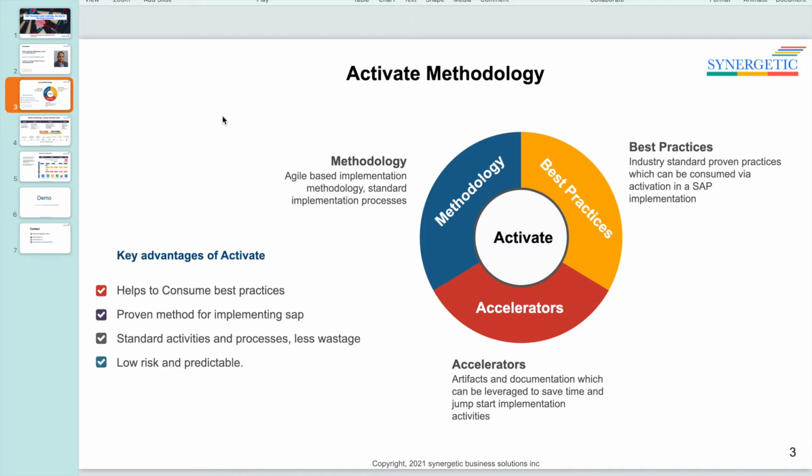So, what are best practices? Best practices are industry proven business processes which you can very easily consume in an SAP implementation via Activate. Best practice means that you don't have to discover and design a business process for your company. You can just leverage a business process which has been proven to function for your industry, take that and just activate that. So that's a use of best practice.